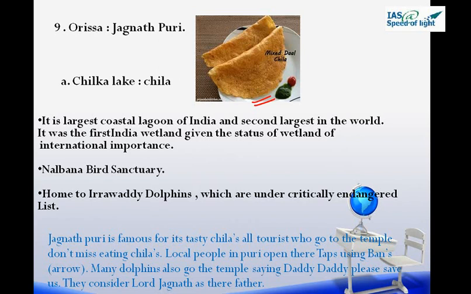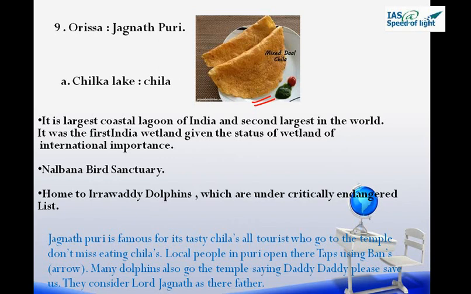So Jagannath Puri, Chilka, Nalbana Sanctuary, and it is home to Irrawaddy dolphins. Let us see now how to put all these things together in our mnemonics. Jagannath Puri is famous for its tasty chilas, and all tourists who go to the temple don't miss eating chilas. Close your eyes, you are going to Jagannath Puri, and the thing which you cannot miss there is the chila. Chila is very famous there. So you went to the shop and you were eating chila.